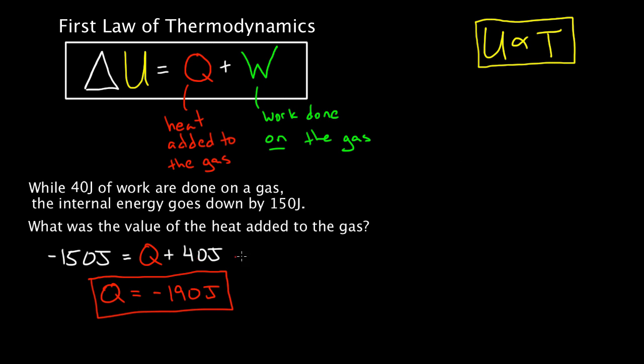All right, so those were a few examples of using the first law. Basically, you've got to be careful with your positive and negative signs. You've got to remember what these things are: Q is the heat, W is the work, delta U is the change in the internal energy, which, don't forget, also gives you an idea of what happens to the temperature.